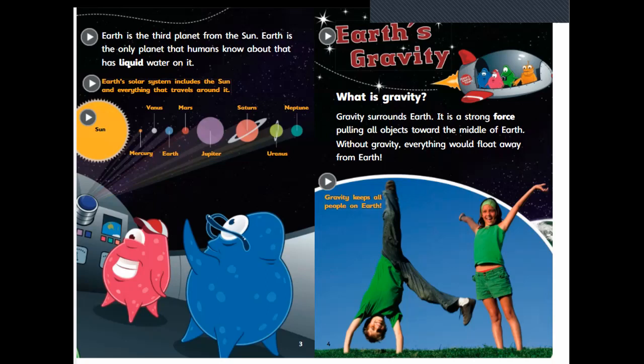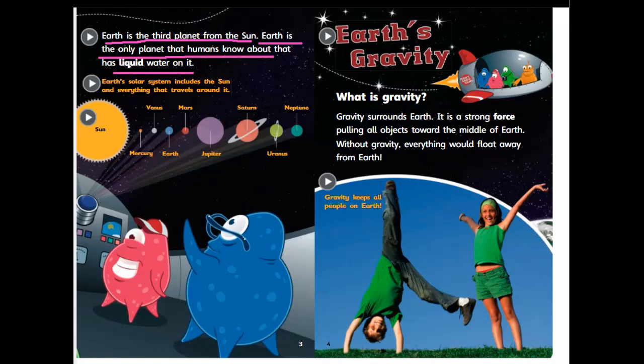Look, a fact can be anything that you're learning about Earth, something that is true about Earth. The first thing I see here for a fact, and I'm sure there's many other facts, is that it's the third planet from the sun. That is a fact that is true. So that's something we can learn about the Earth that is true. It's the only planet that humans know about that has liquid on it, right? Liquid water on it.